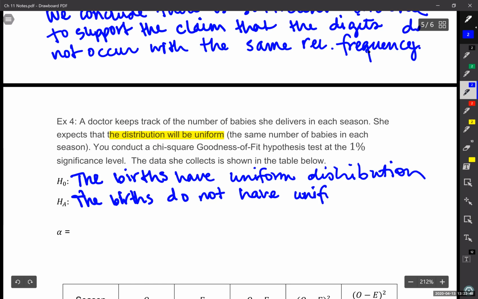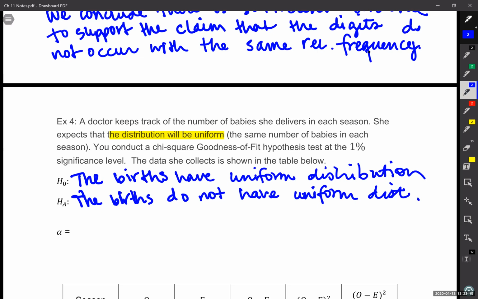So those are our null and alternative hypotheses. Sometimes it's just easier to say in words. So they're either the same or they are not the same. At least one is different. The only thing that you could do wrong really here is to say they're all different. The opposite of they are all the same is at least one is different. So it's better to say it's uniform or it's not uniform.